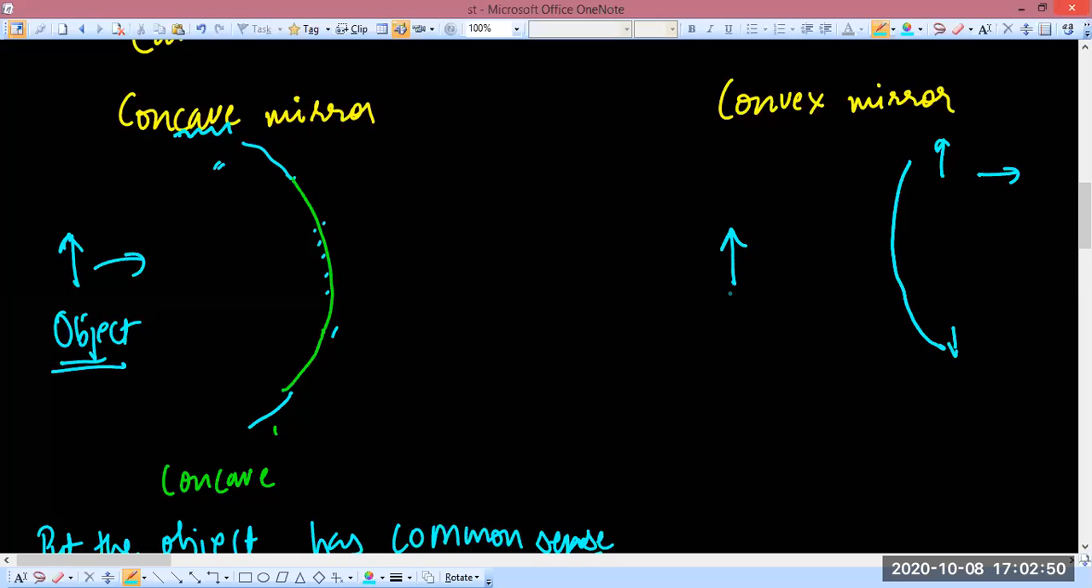So this is closing on the object, right? It is closing on the object side. So this is a convex mirror.